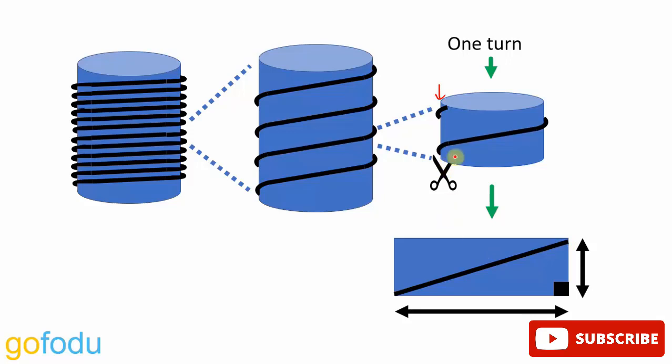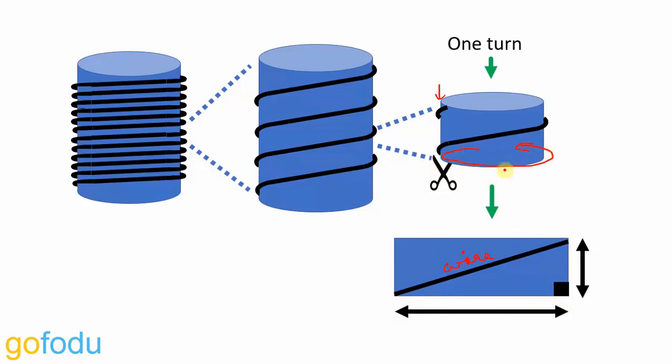And in this rectangular sheet, the single turn of wire will appear as the diagonal of this rectangle. This is nothing but a single turn of wire. This hypotenuse of this right triangle is nothing but the length of a single turn of wire, and the length of this rectangle is nothing but the circumference of the cylinder. The circumference is cut open to form the length of this rectangle. So the length is the circumference.